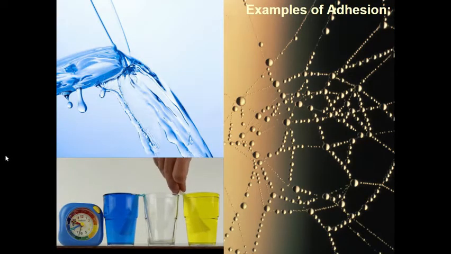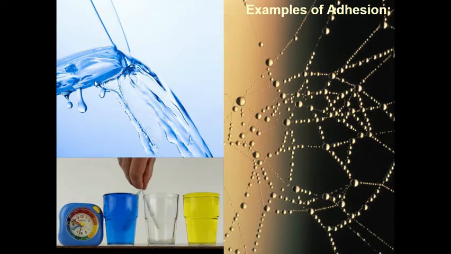Here are some other examples of adhesion, like when we get water droplets that stick on a spider web. If you've ever tried to pour out of a glass or cup of water and you end up spilling all over the side, that's because as you pour, the water sticks to the edge of the glass and starts dripping off of that side.